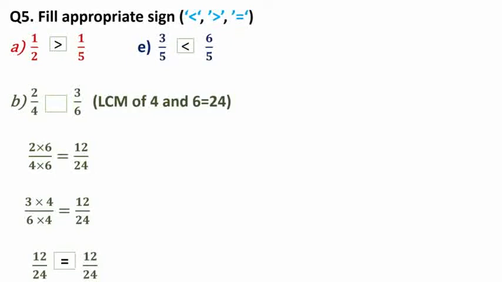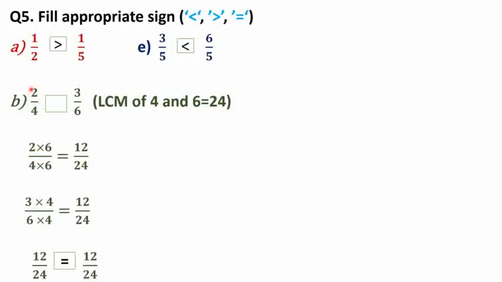The next condition comes when the denominators and numerators both are different in unlike fractions. In this type of fraction, we need to find the LCM of the denominators, because we need to make them like fractions. We want the denominators to be the same, and we will find the equivalent fraction of each one of them. So first of all, we need to find the LCM of the denominators. The LCM of 4 and 6 we get here is 24.